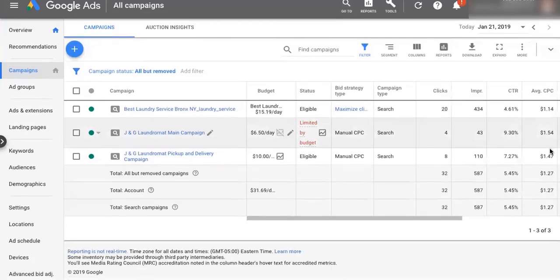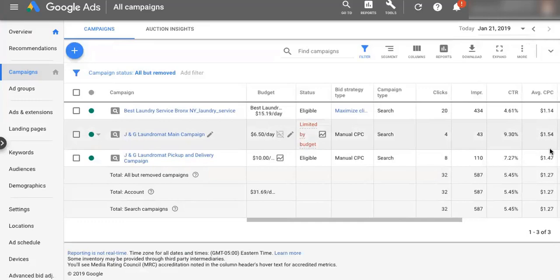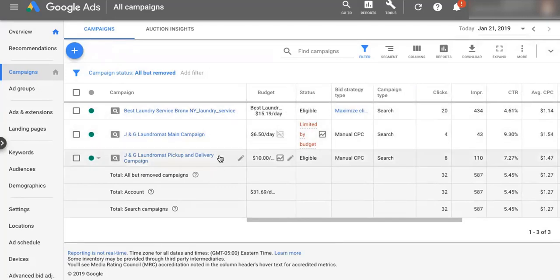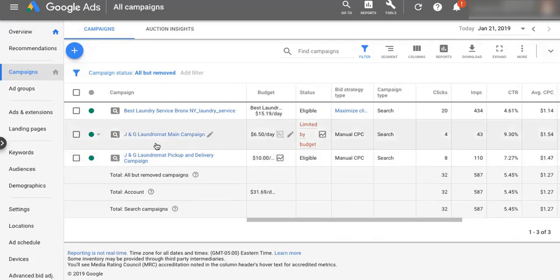I don't want to see the graphs. So what I have here is three separate campaigns. One is specific because for this business, it's a laundromat. So this one campaign here is specifically for pickup and delivery. I target those keywords, and then the first one, that's what the client had prior, where I guess he had one of those enhanced Google Express campaigns that they set up.